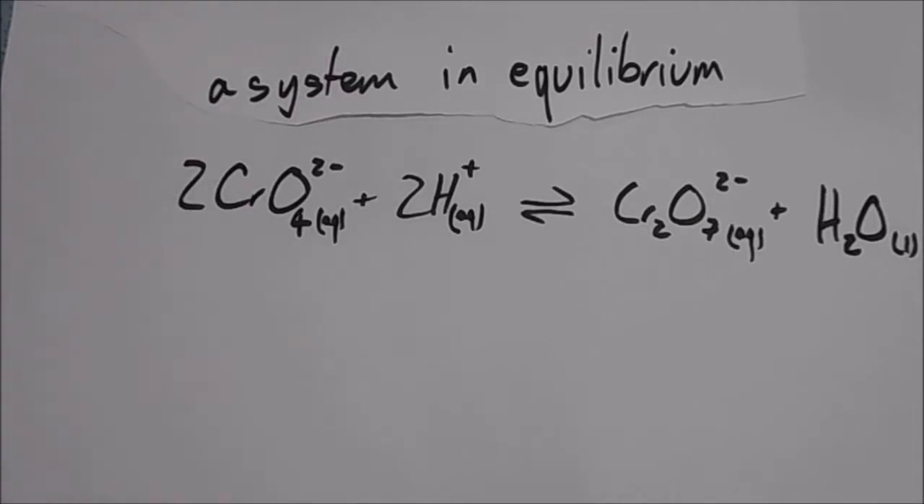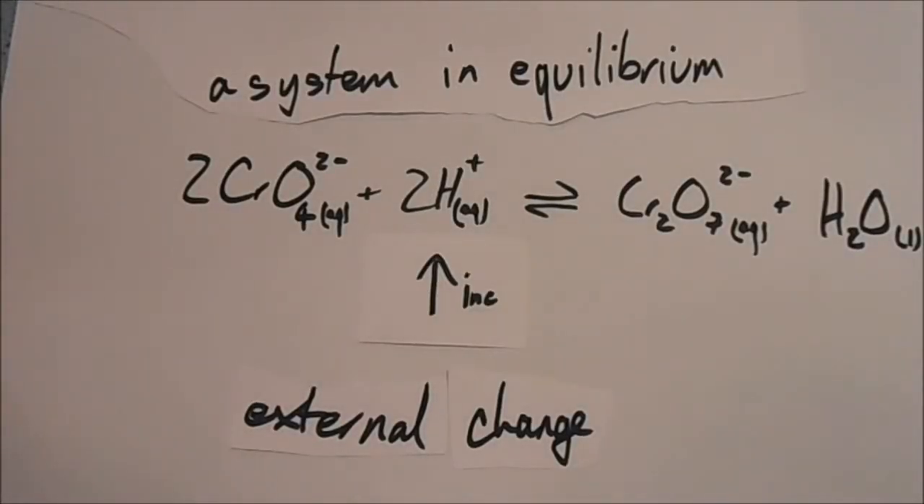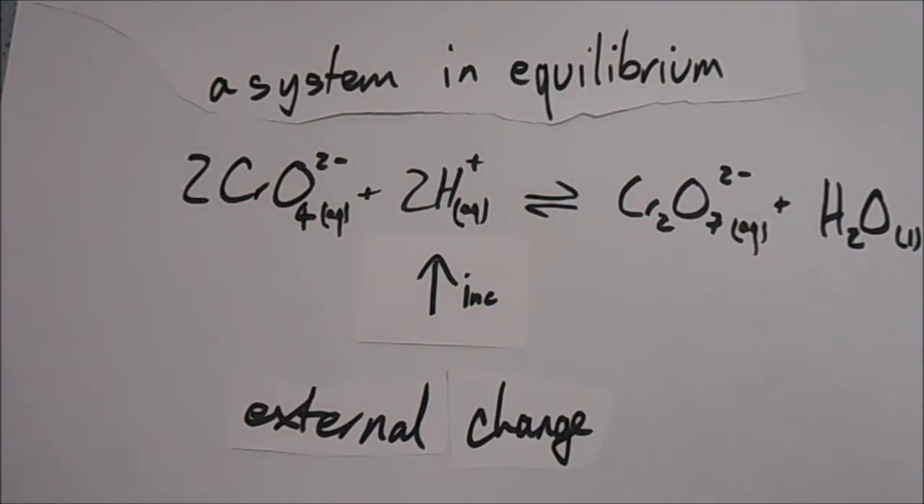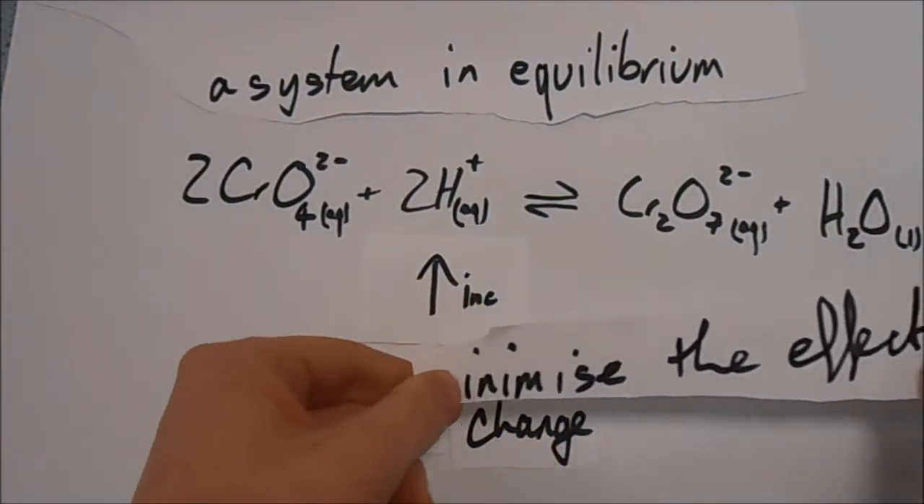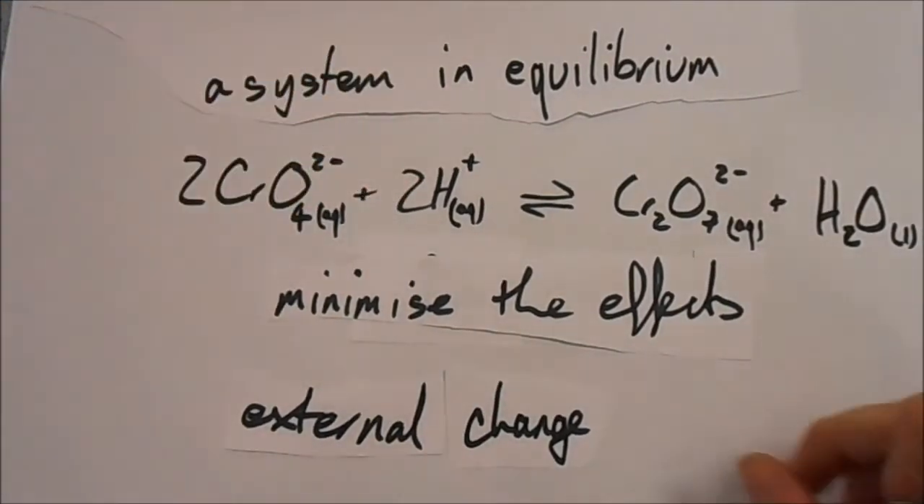So what we're going to do is put on it an external change, and the external change is going to be the increase in concentration of acid. So if we increase the concentration of acid, we now have an equilibrium which has had an external change. We've got more of this, and so it's going to minimise the effects of that change by trying to then reduce the concentration of H+ again.